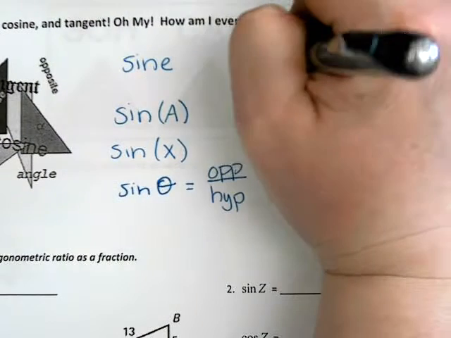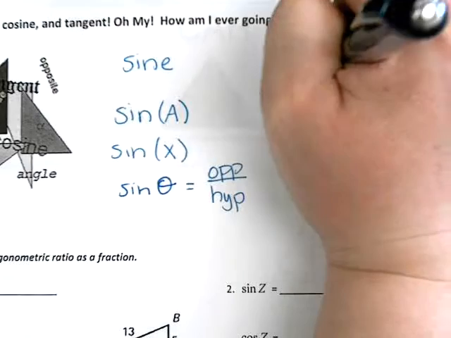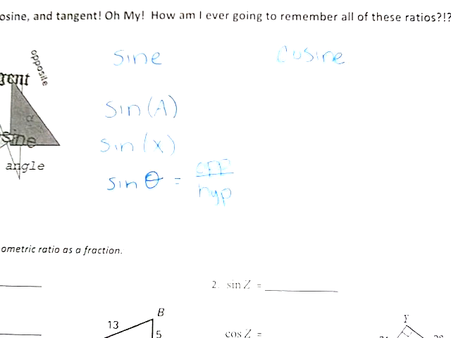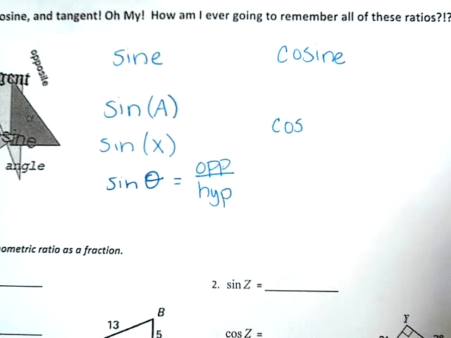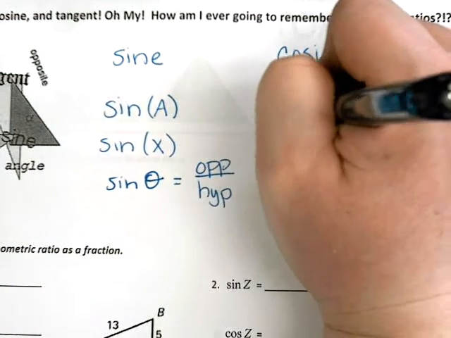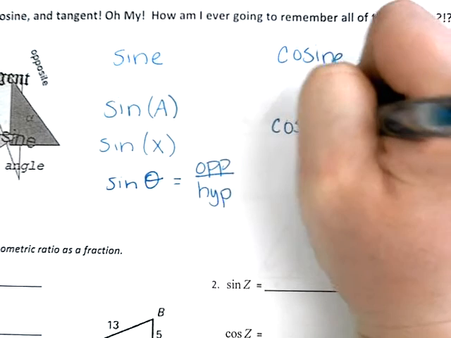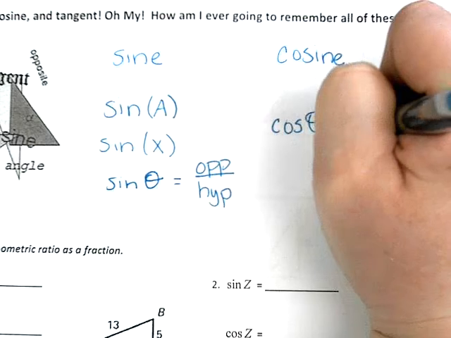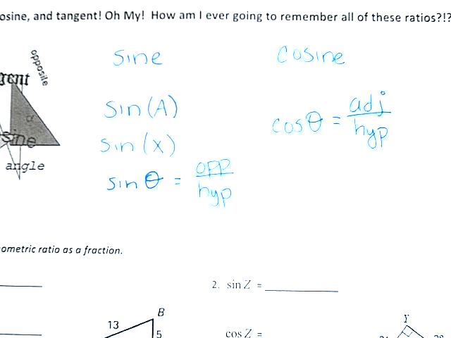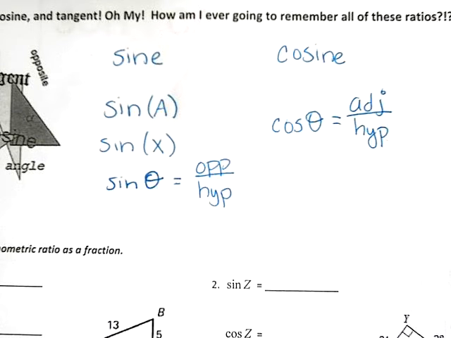Then the cosine function, cosine, so we abbreviate that as COS. And again, I'm going to put my theta. So the cosine of theta is equal to the adjacent side over the hypotenuse. Right? These are the notes that we took on that first page. I'm just now putting it into stuff that's a little bit easier to understand. So the ratio for cosine is adjacent over hypotenuse.